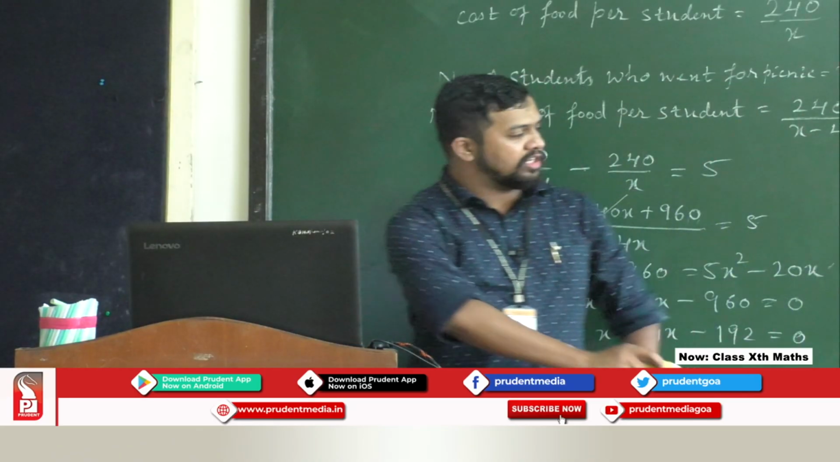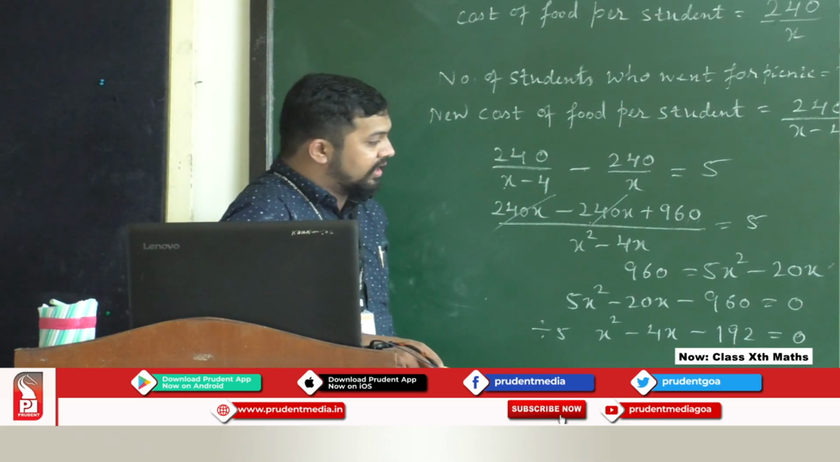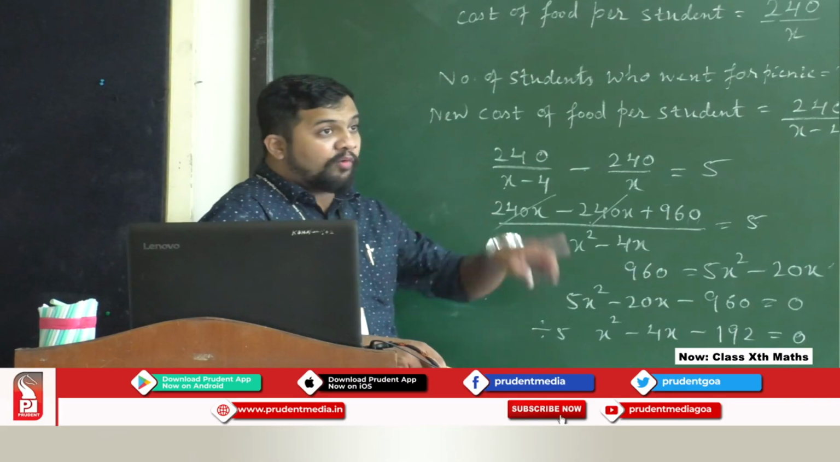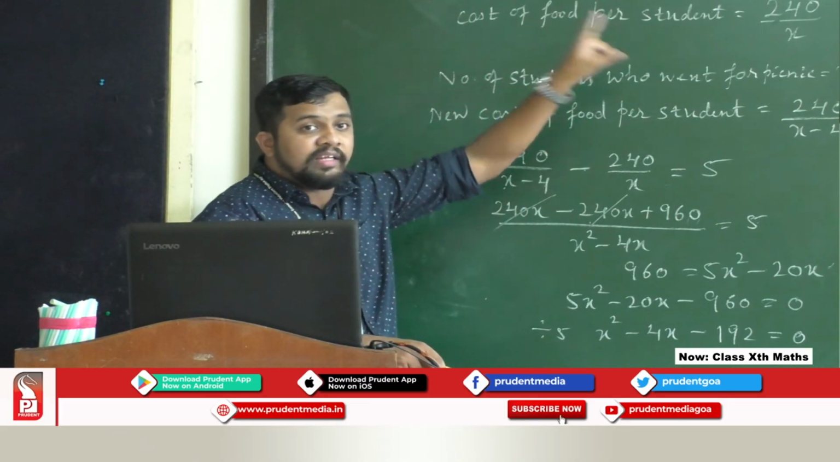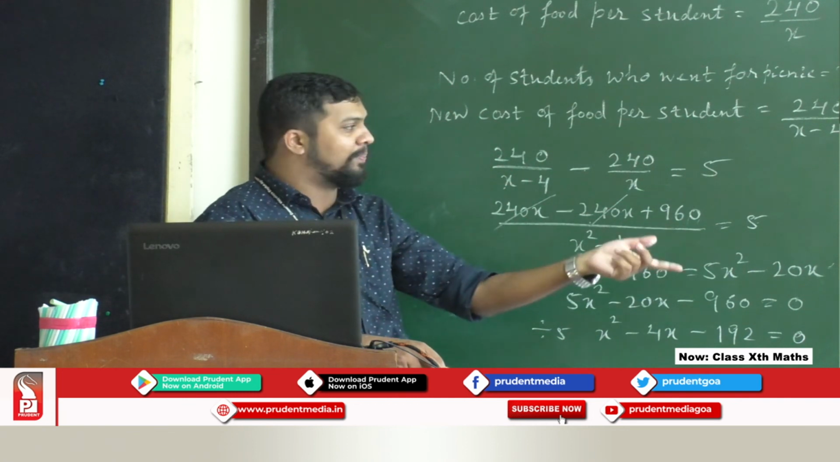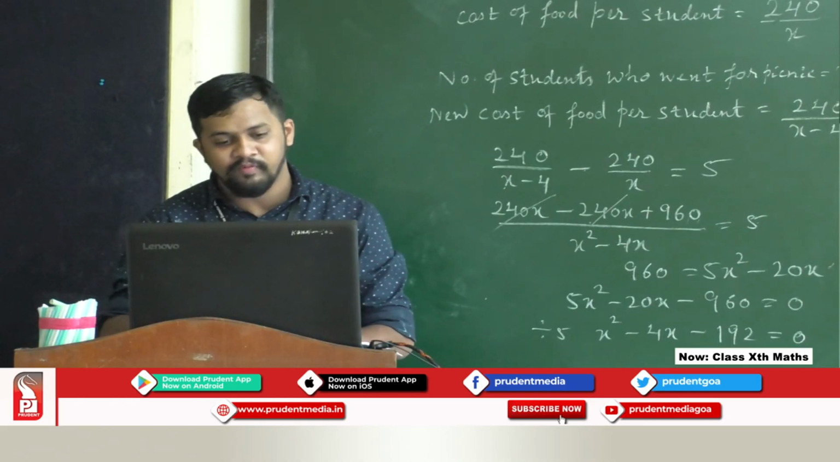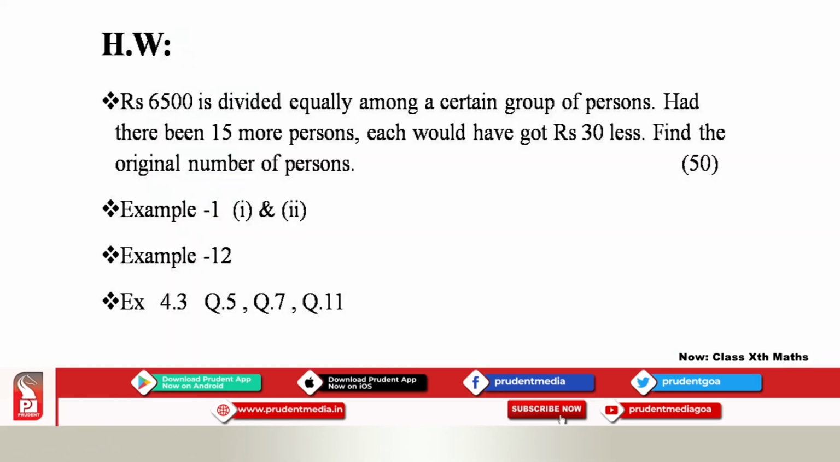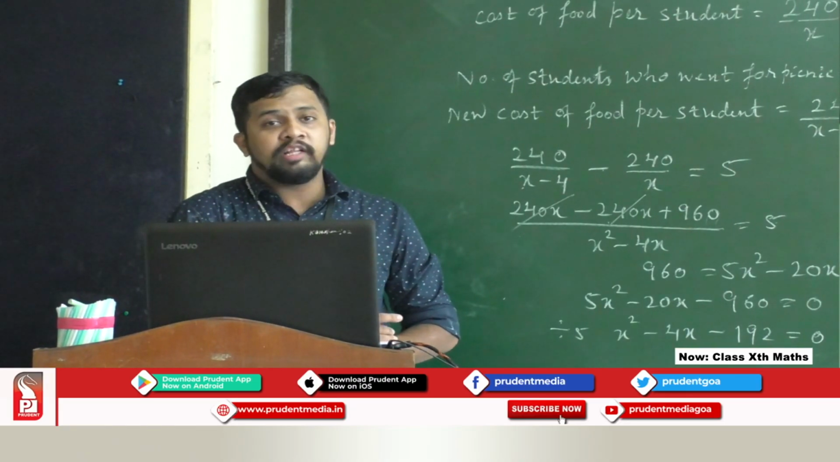Out of this, one has to be discarded since the number of students cannot be negative, therefore x is equal to 16. Now see what is asked in the question: they didn't ask how many students arranged the picnic, they asked how many students went for the picnic. That is nothing but 16 minus 4, 12. And this is the last homework for you. These are the problems which come under this miscellaneous type. This is for homework.